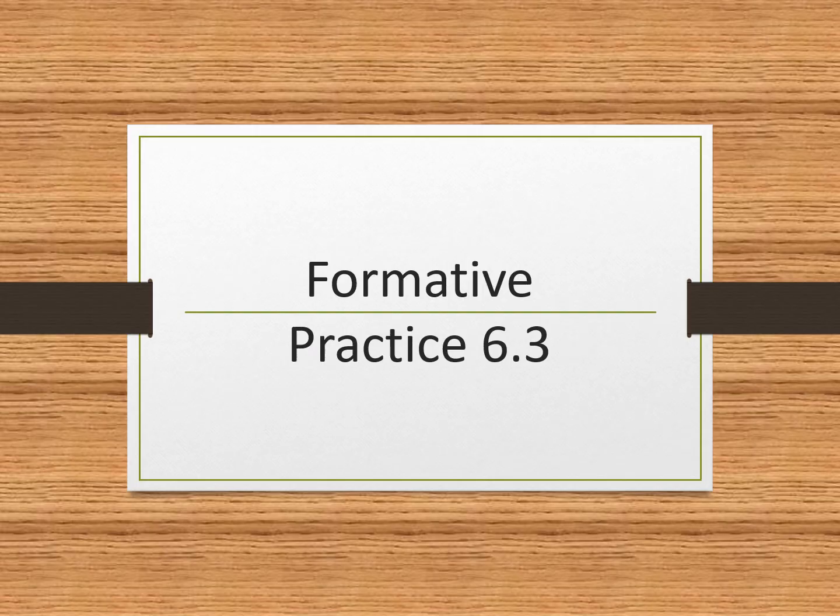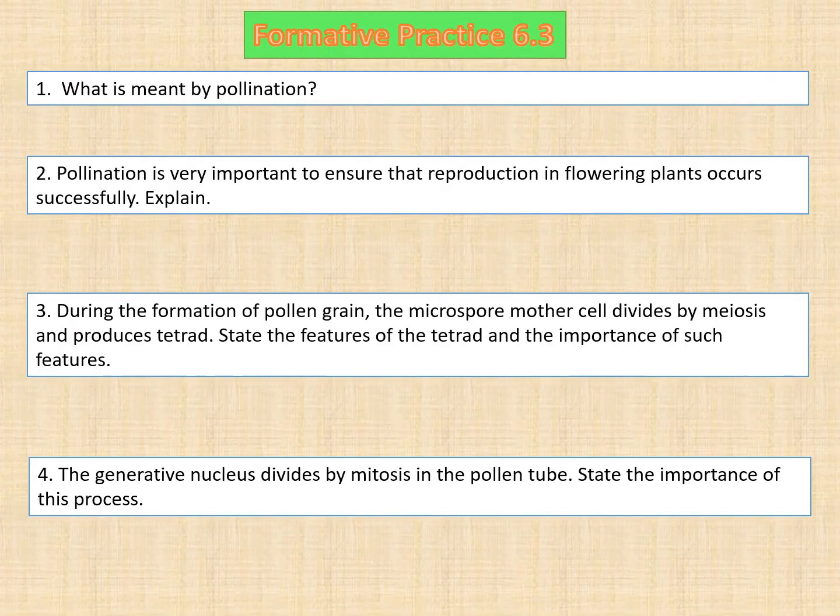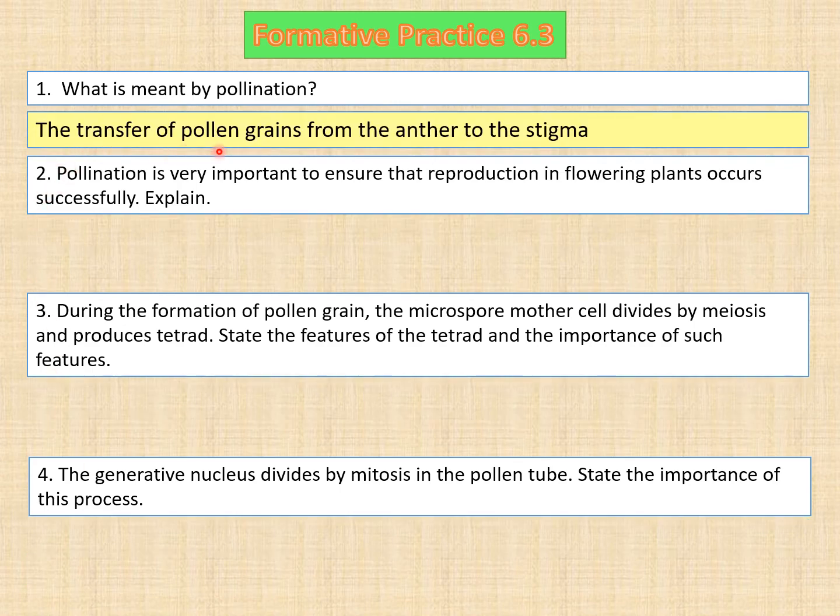Formative practice 6.3. Question number 1. What is meant by pollination? Pollination is the transfer of pollen grains from the anther to the stigma. Anther is the male reproductive organ and stigma is the female reproductive organ. Question number 2. Pollination is very important to ensure that reproduction in flowering plants occurs successfully. Explain.